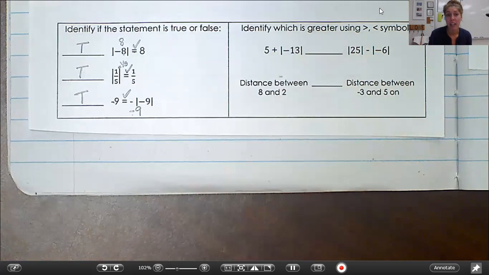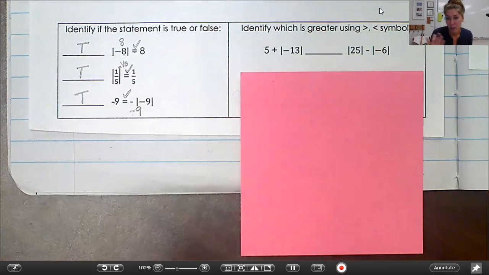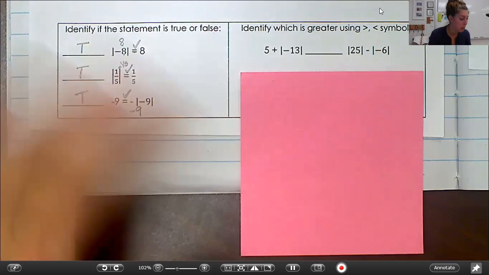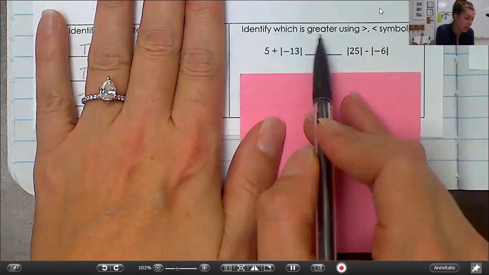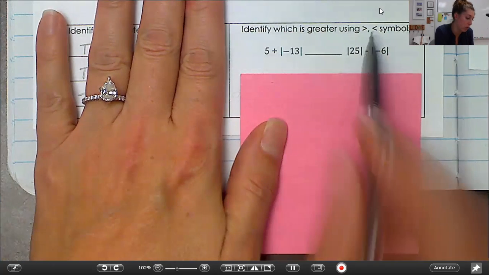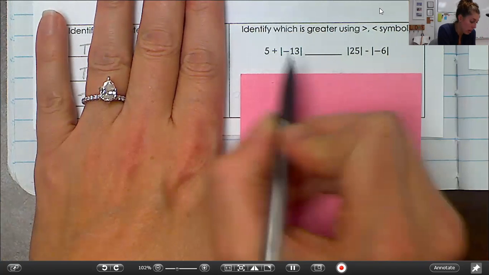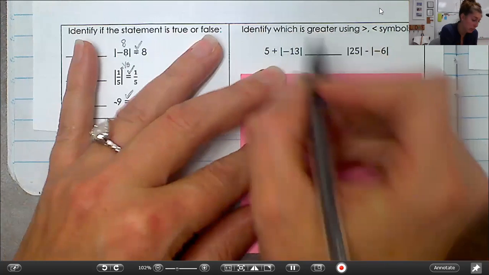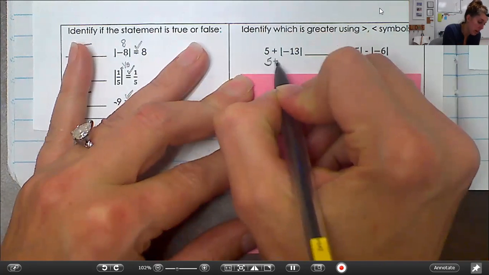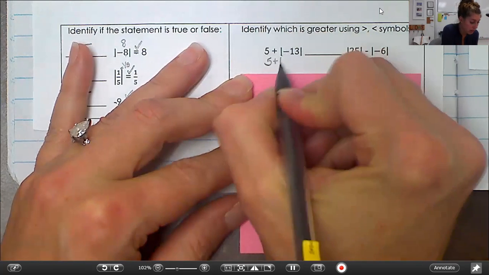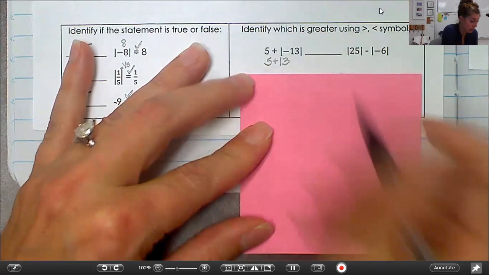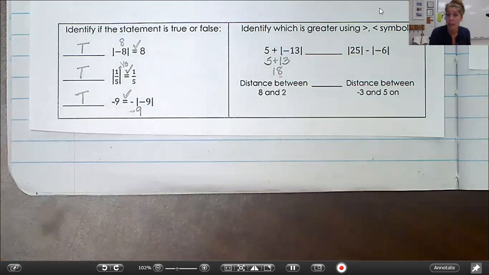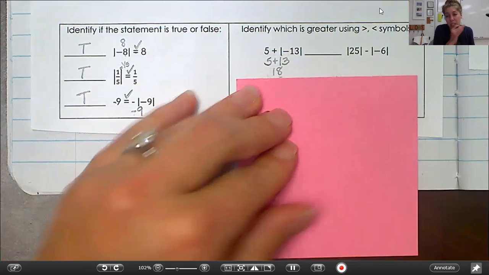Okay, next one, instead of true, false, is which is greater. So I'm going to give you two things. I'm going to cover one up so we can only focus on one at a time. That's good for your brain sometimes if there's a lot going on a piece of paper. So identify which is greater using that greater than or less than symbol. So I have 5 plus the absolute value of -13. First thing I'm going to do is find the absolute value of -13. And the distance from 0 is positive 13. Add those together, I get 18 from the left side of the equation. Excuse me, the left side of our problem.